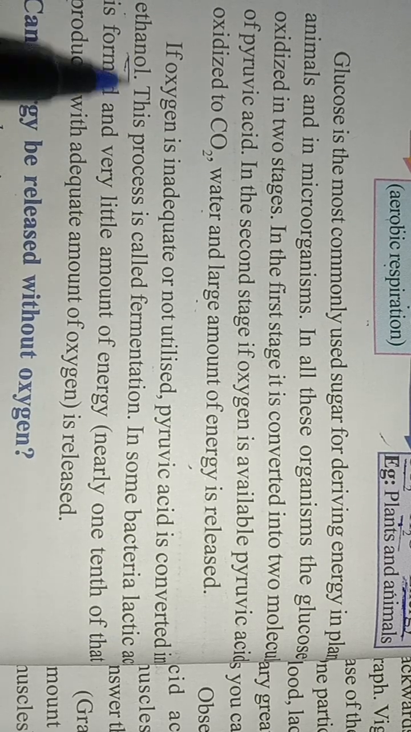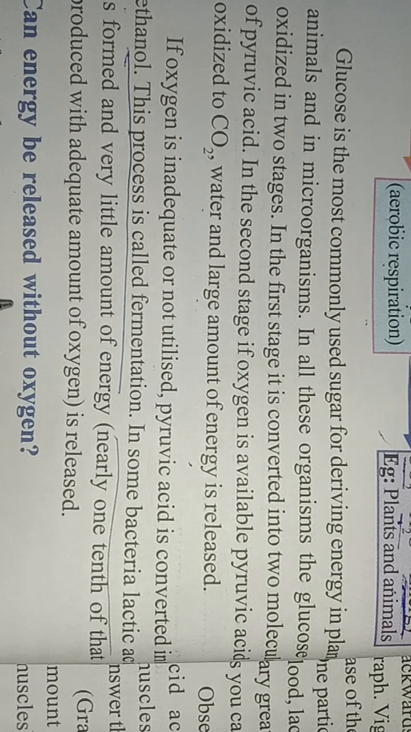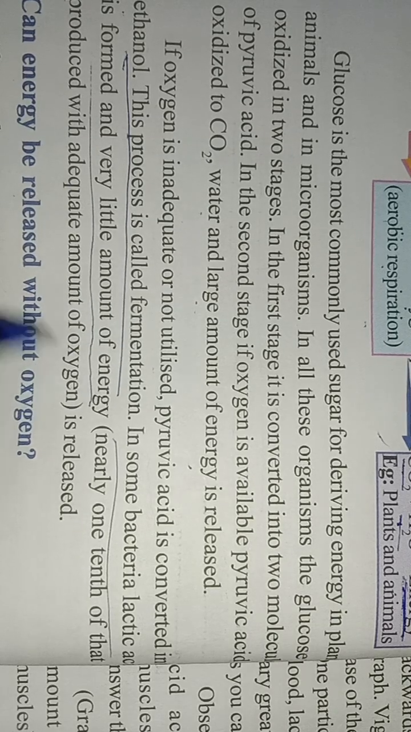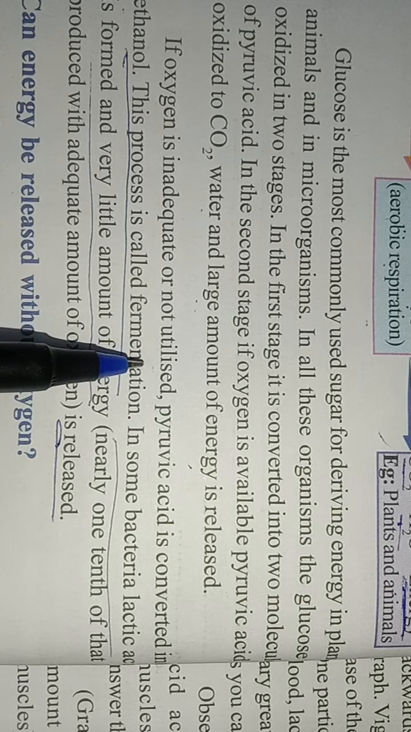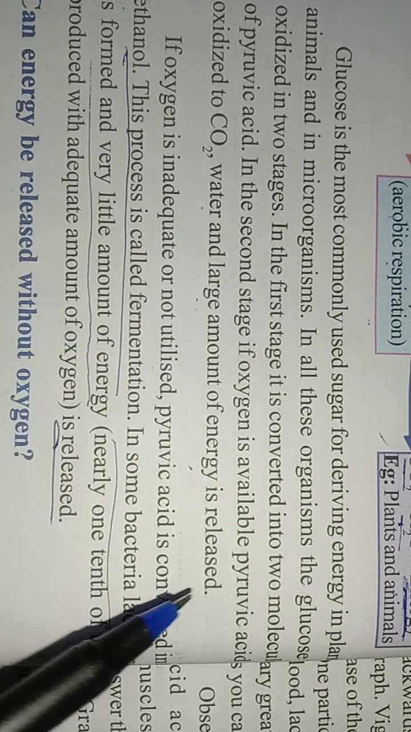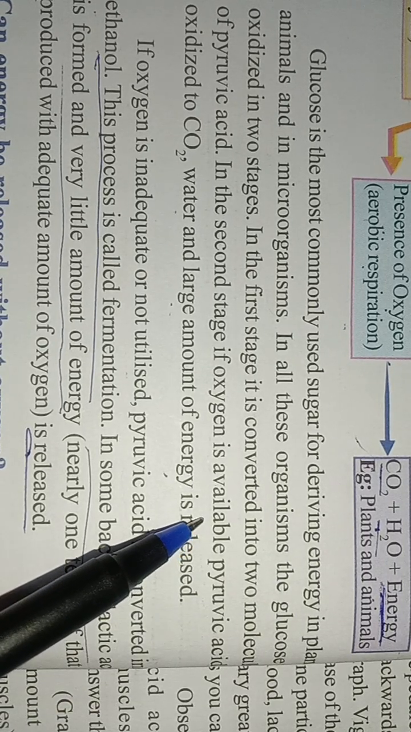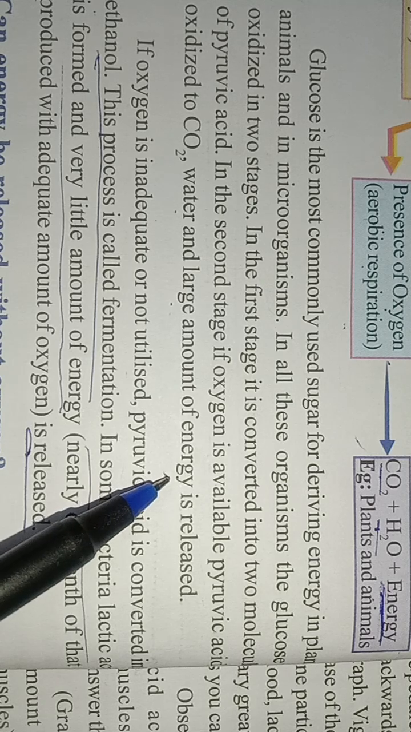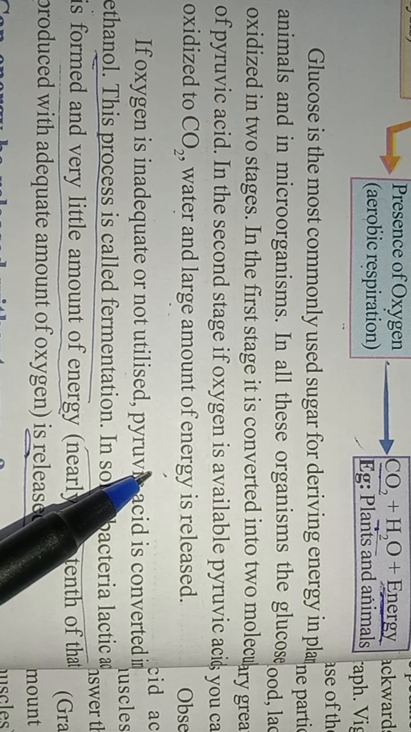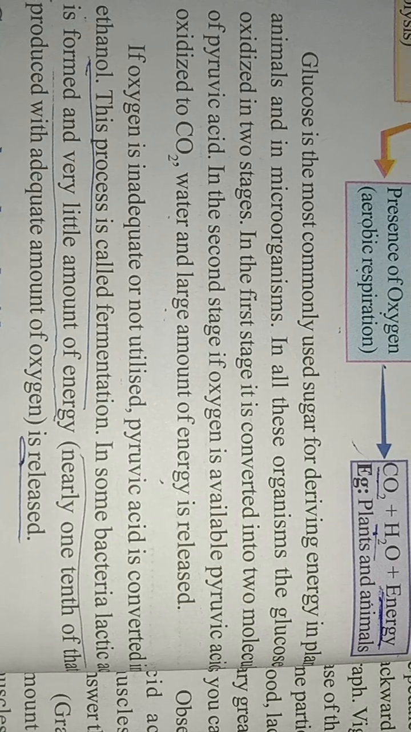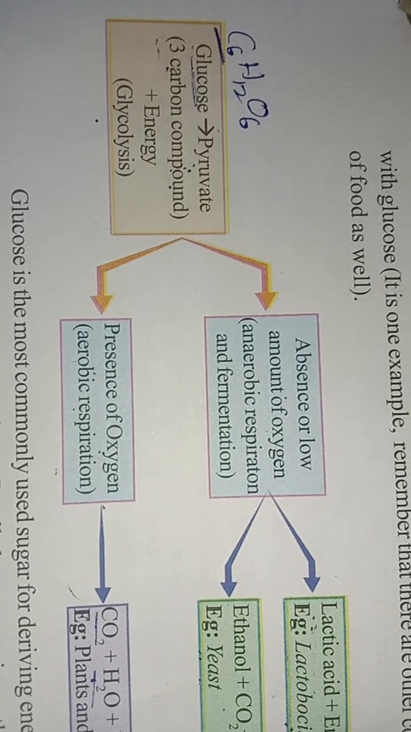This is called fermentation. Where? In the yeast. In some bacteria, lactic acid is formed and very little energy is released, right, when there is very low presence of oxygen. So if an abundance of oxygen is available, at that time pyruvic acid reacts with the oxygen, that means it is oxidized, and it releases carbon dioxide, water and energy. So this is your block diagram of respiration, right.